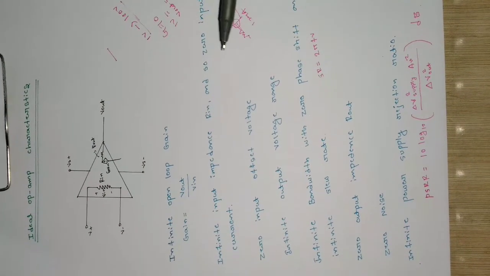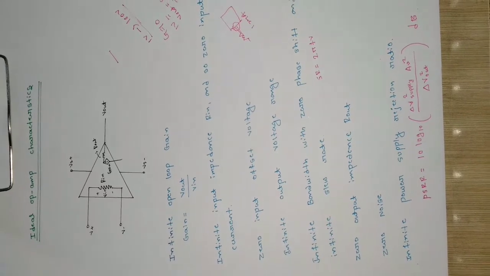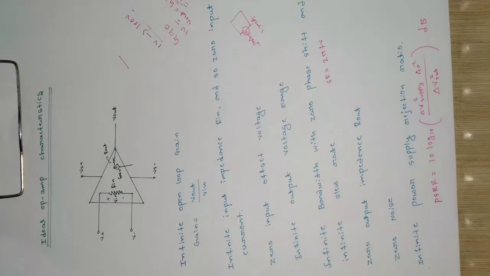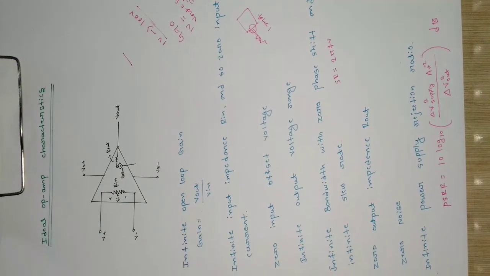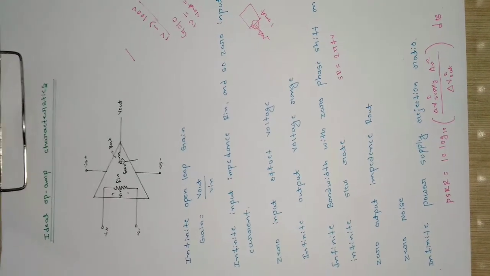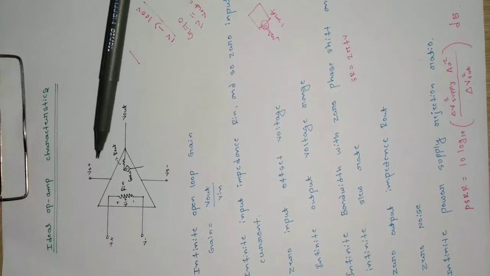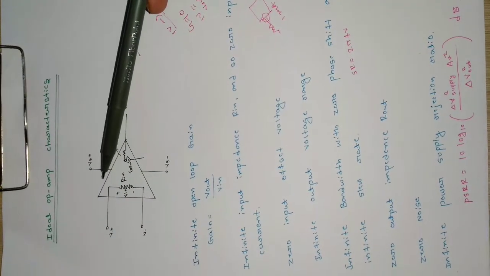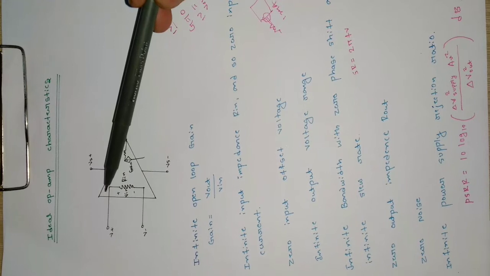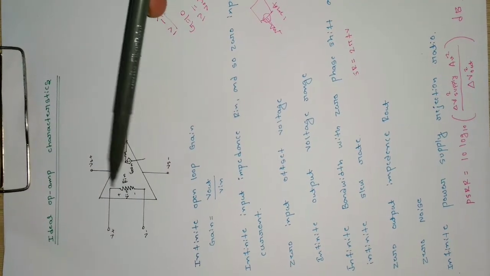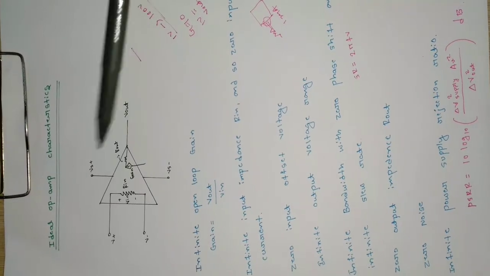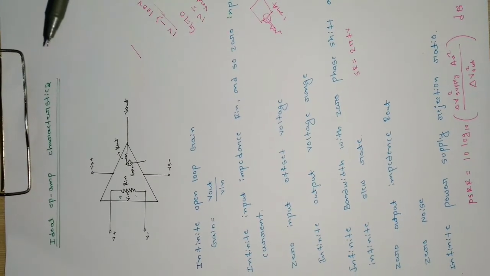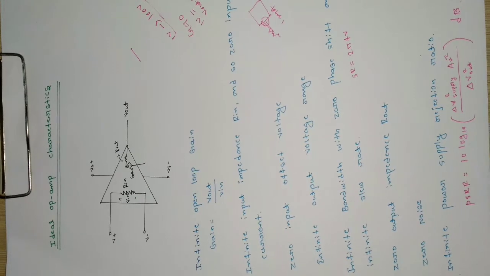Coming to the third point, zero input offset voltage. Before knowing zero input offset voltage, we should first know what is meant by offset voltage. We know the basic property of the op amp: it will try to keep both ends, that is V plus and V minus, at the same voltage. It will make changes in the output so that V plus and V minus are at the same voltage.